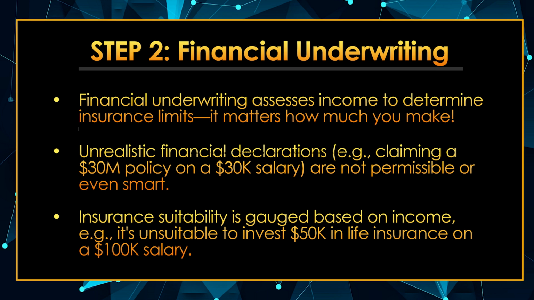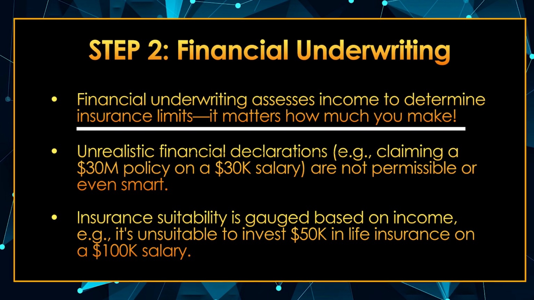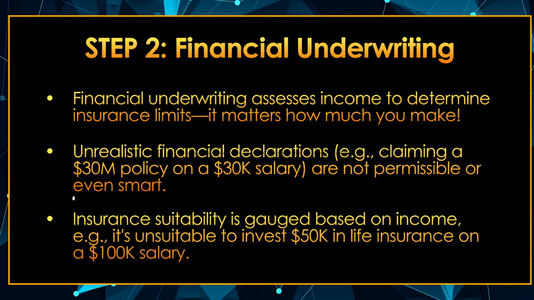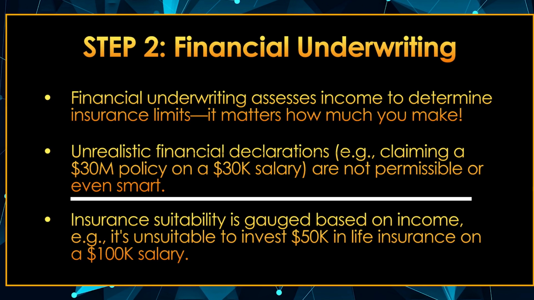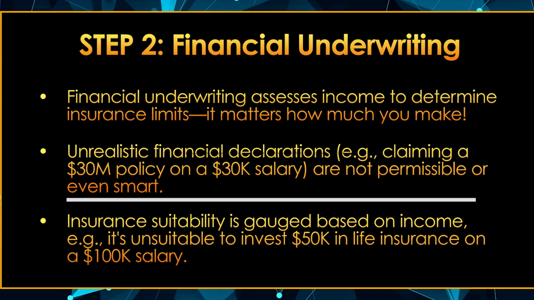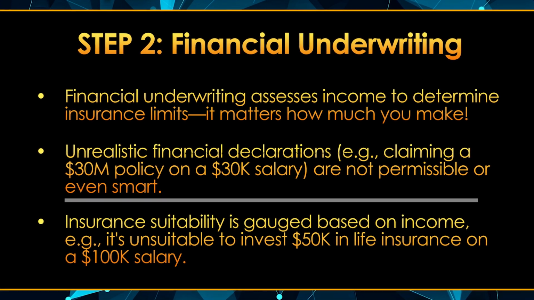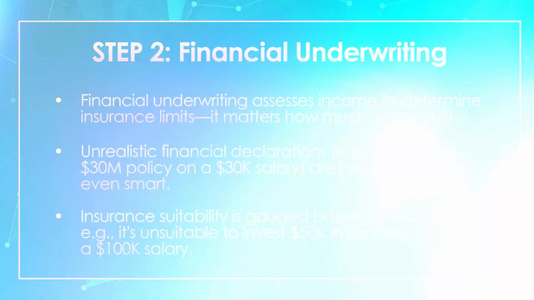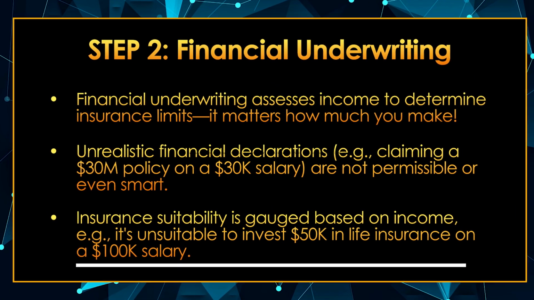The second step is the financial underwriting. Financial underwriting assesses the income to determine insurance limits. It matters how much you make. Unrealistic financial declarations, such as you have a $30,000 salary but you're looking to put $30 million into a policy, or you want a $30 million death benefit, are unrealistic and not permissible. It's not smart for you as a person to put all of your money into life insurance.